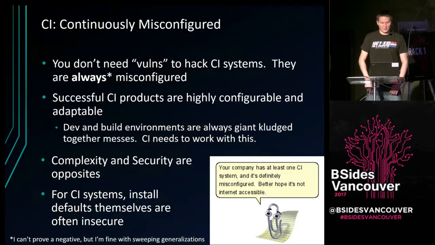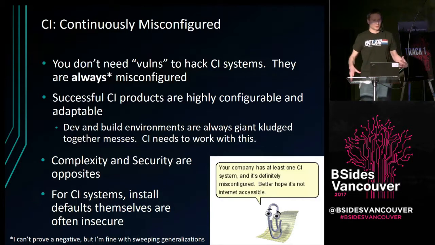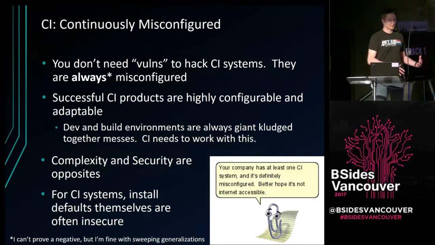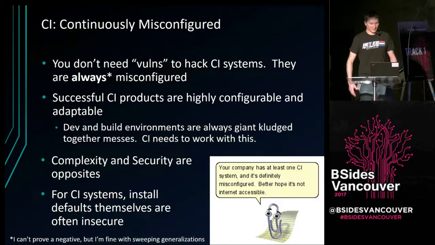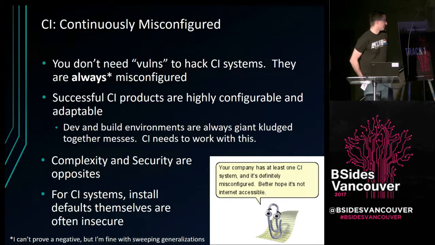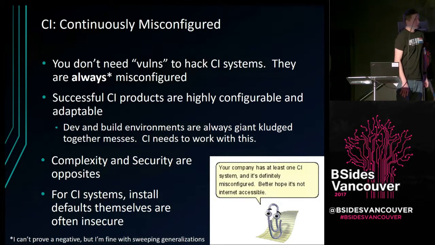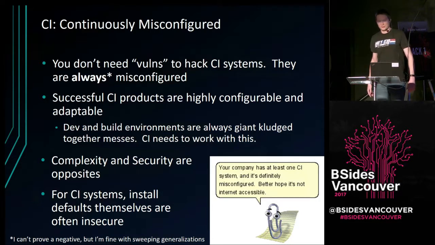So the biggest issue with CI systems, and really I could do this slide and kind of stop here and it would give you enough to go on to either compromise or spend a lot of time trying to fix your system. And it's the fact that they're continuously misconfigured. You generally don't even need any vulnerabilities in any of these 3 software packages to hack into one of these systems. They're always going to be misconfigured.